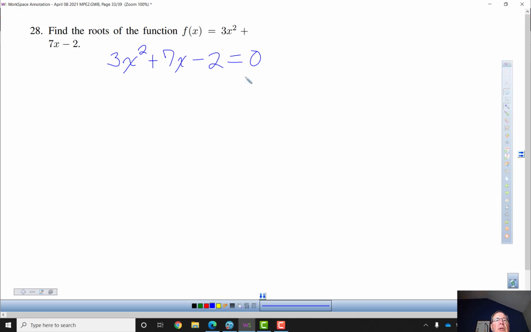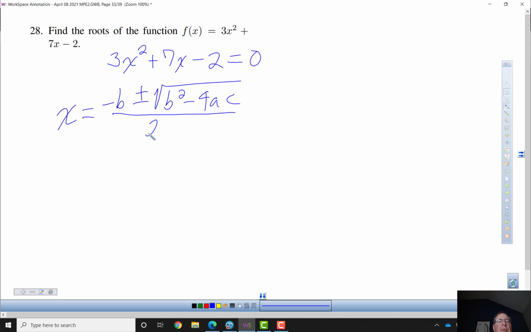I actually prefer completing the square, but since we have an odd middle term here and we have a lead coefficient other than 1, it actually works better to use the quadratic formula. So the quadratic formula is x equals negative b plus or minus the square root of b squared minus 4ac all over 2a. So a is 3, b is 7, and c is negative 2.